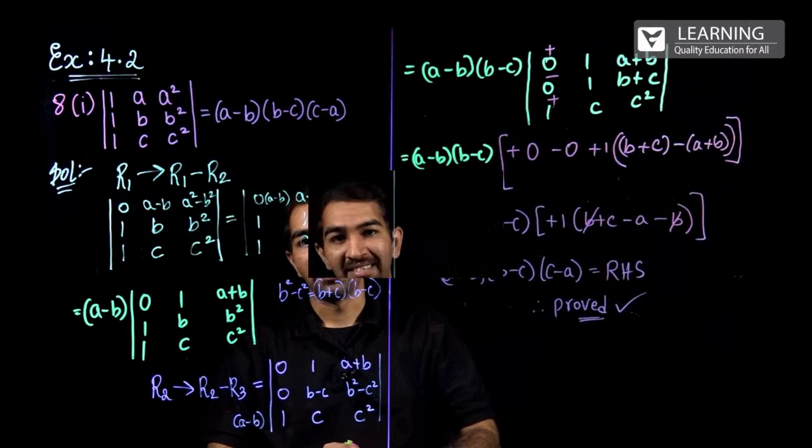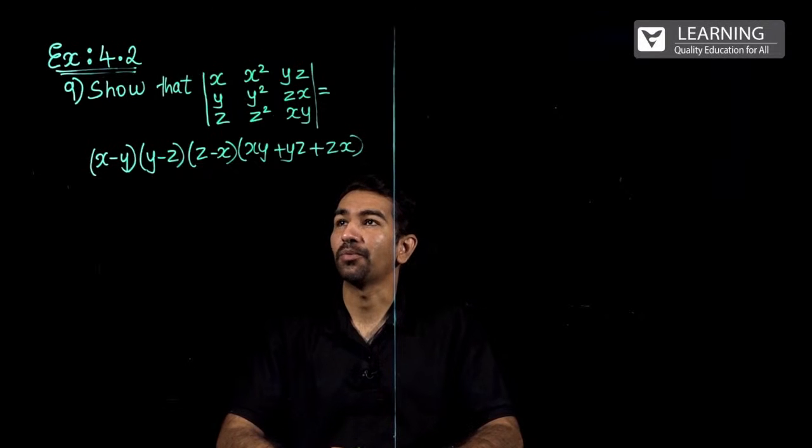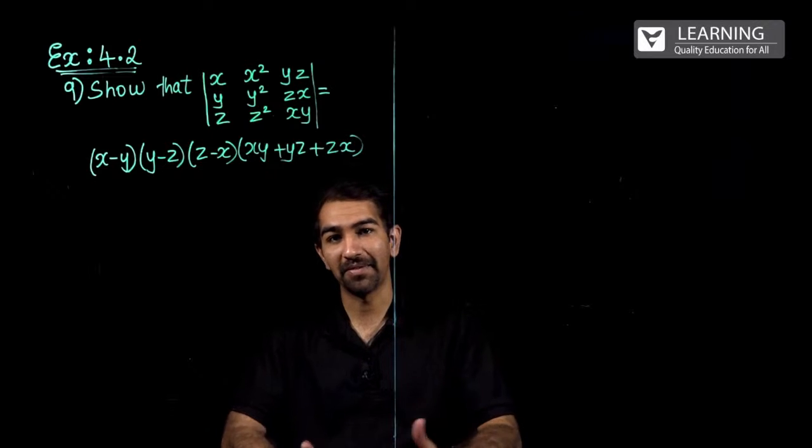Hope you understood this question. So moving on to the next question, students. Question number 9, exercise 4.2, show that one determinant is given there, and we have to prove that it is equal to x minus y into y minus z into z minus x of xy plus yz plus zx. So we have to prove this by using the properties of determinants, whatever we have studied in the synopsis.